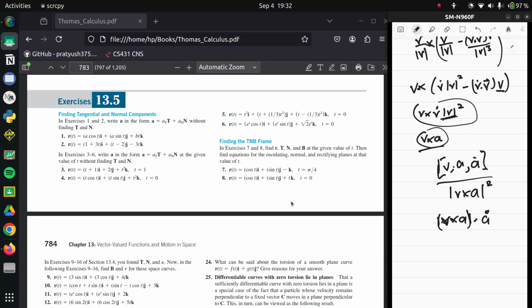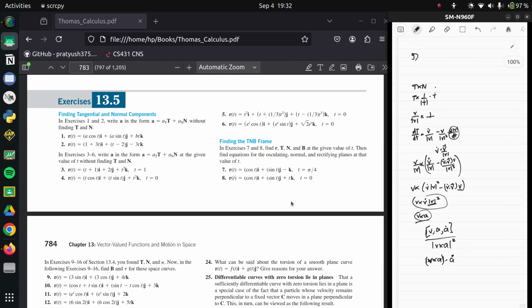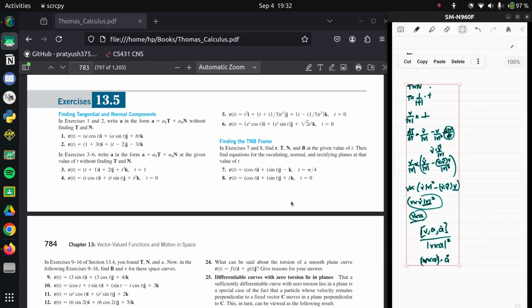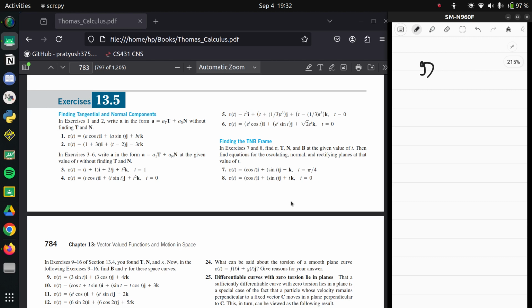I see. Yes, that's the formula. So let's actually get to it. So you know where the binormal vector is, in fact what its direction is, and once you know that, you know everything. So you just have to calculate what v cross a is. Cool. That's actually a nice realization.